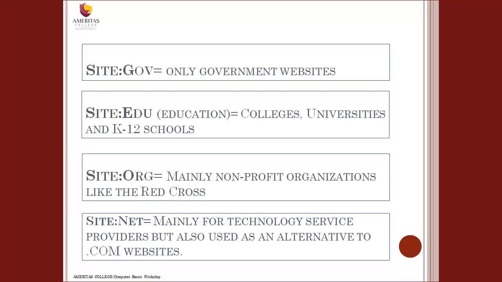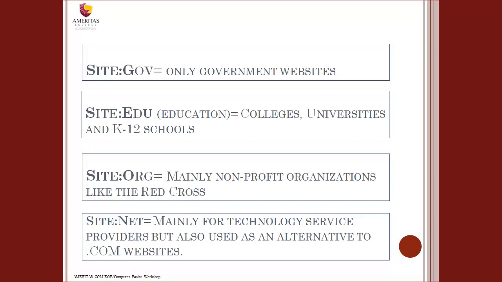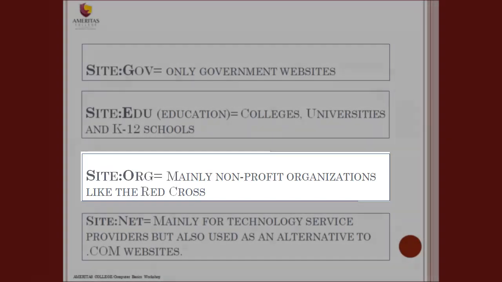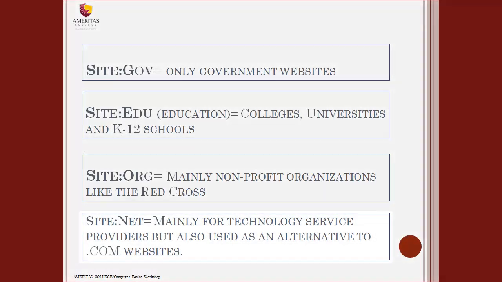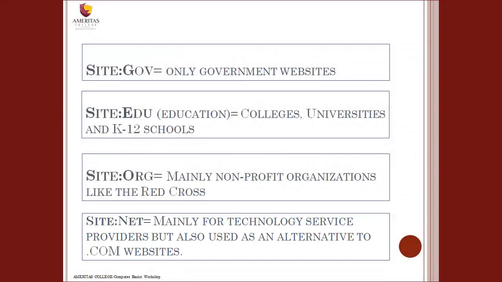Here are some other popular examples. Site:edu, or education. Colleges and universities will have this on their website. Site:org, mainly nonprofit and non-commercial websites. Organizations like the Red Cross will have this. Site:net, mainly meant for technology service providers, but is also used as an alternative to .com websites.